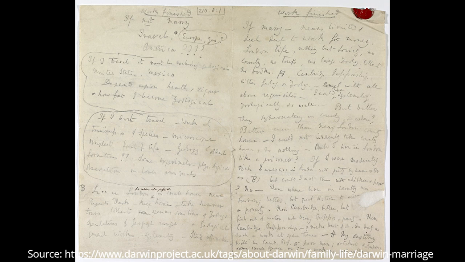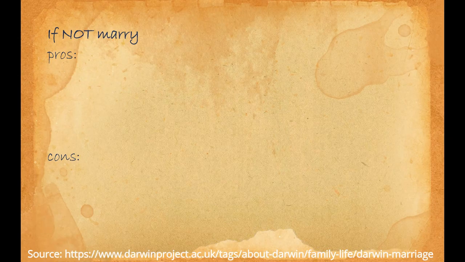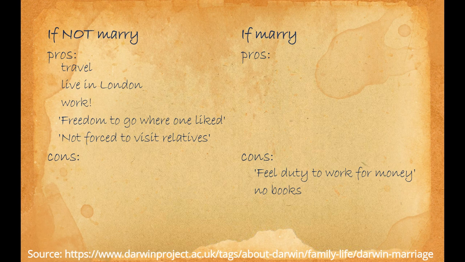Actually, a similar thing. He had to decide whether or not to marry his cousin. Let's see what he did. If not marry, he could travel or live in London, but anyhow he would be able to work. If marry, feel duty to work for money, no collecting of books. On another day he adds, freedom to go where one liked, not forced to visit relatives.